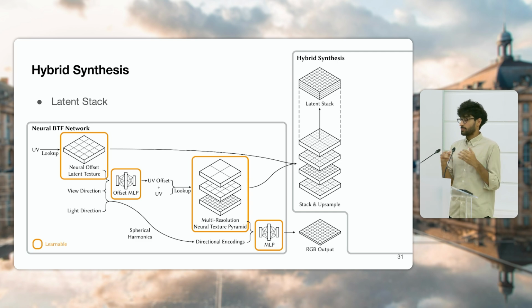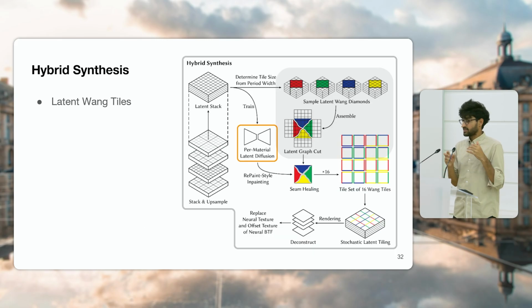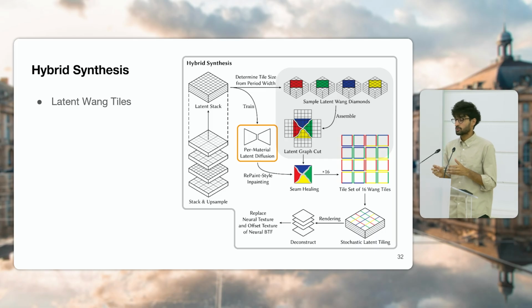Our synthesis pipeline starts from the latent stack. This stack concatenates the multi-resolution appearance features and the offset features into one tensor. In our current model, this has 32 channels. On this latent stack, we apply 2 operations. Our first operation is to build latent Wang tiles. We automatically choose the tile size from the spatial periodicity of the latent stack, then extract latent patches from the captured material and assemble a 16 tile set that can stochastically tile onto a larger plane.